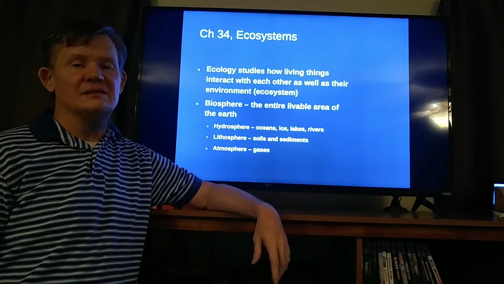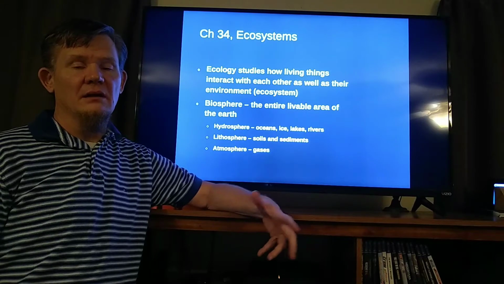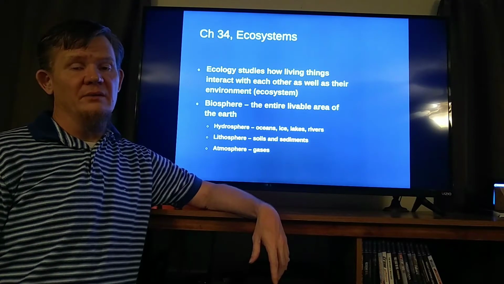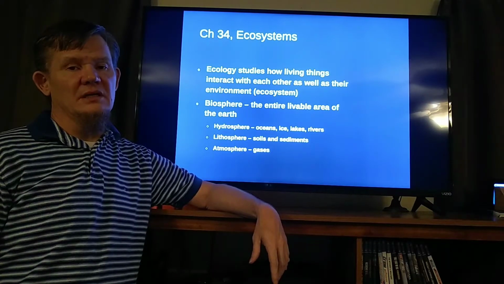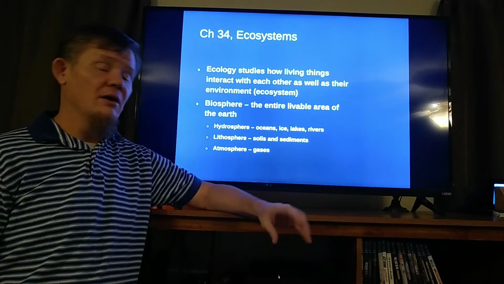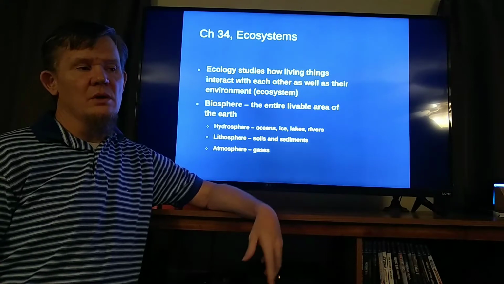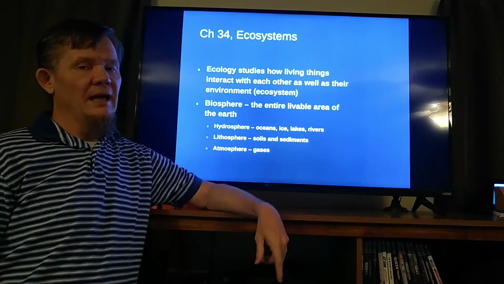An ecosystem is a collection of organisms, of all living things in an area, plus the physical environment in which they live. So all the living things, all the plants, all the animals, all the bacteria, fungi, all interacting with one another, plus them interacting with the soil, interacting with the water, interacting with the physical elements of the environment.